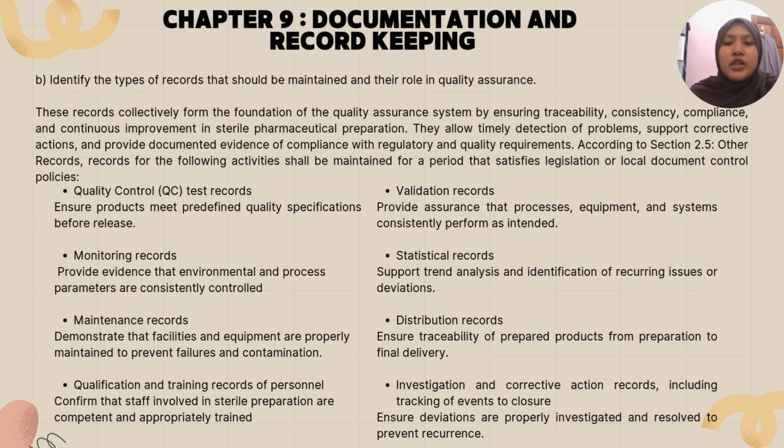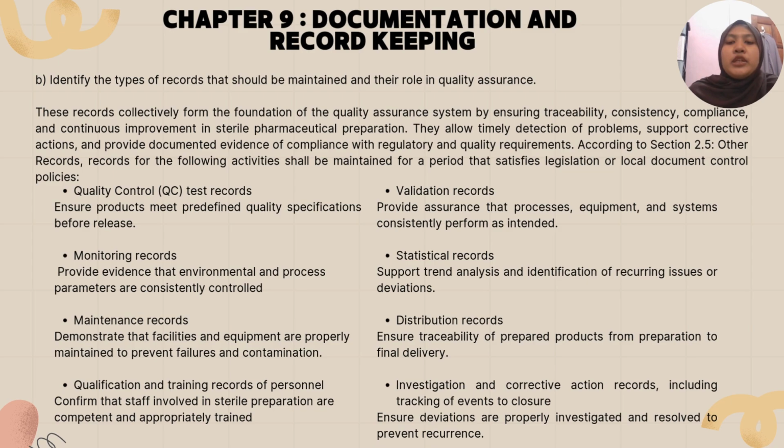Next point is qualification and training record of personnel. It helps to confirm that staff involved in the sterile preparation are competent and properly trained. So the fifth point is validation records. It provides assurance that processes, equipment, and systems consistently perform as intended. Number 6 is statistical record. It supports trend analysis and identification of recurring issues or deviations.